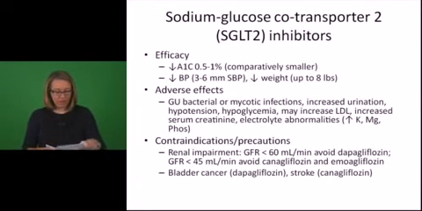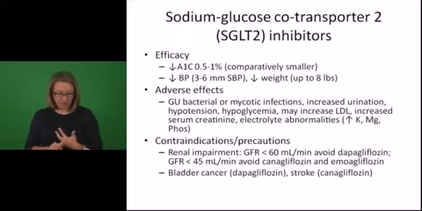Their A1C lowering, again, is comparatively smaller, like the alpha-glucosidase inhibitors and like the DPP-4 inhibitors. They also nicely will lower blood pressure if your patient has high blood pressure, particularly the systolic blood pressure, by about 3 to 6 millimeters of mercury. And they can decrease weight by up to 8 pounds.